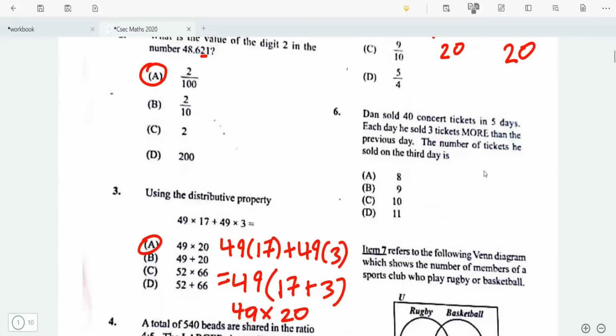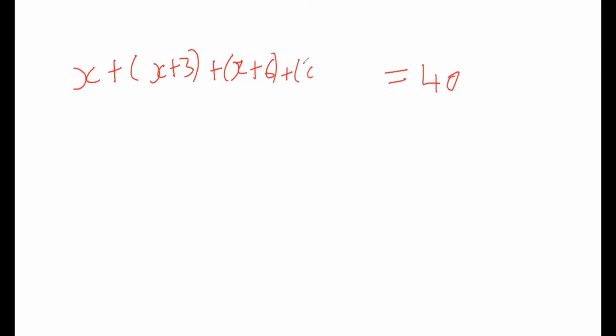This one says, Dan sold 40 tickets in 5 days. Each day he sold 3 more tickets than the previous day. The number of tickets he sold on the 3rd day is, so we're going to take this to the whiteboard. Dan sold 40 tickets in total in 5 days. On the first day he sold x. The next day he sold x plus 3, then x plus 6, then x plus 9, then x plus 12. Those are the 5 days.